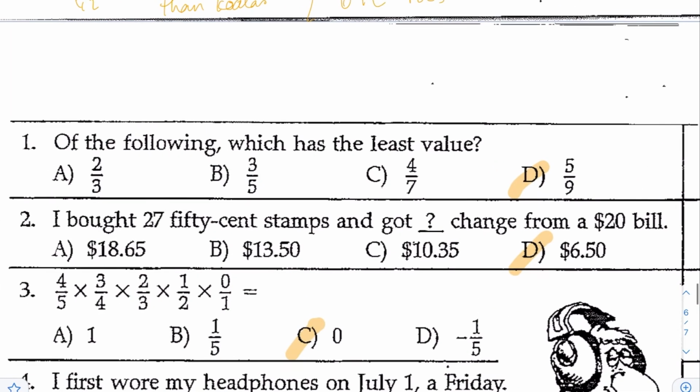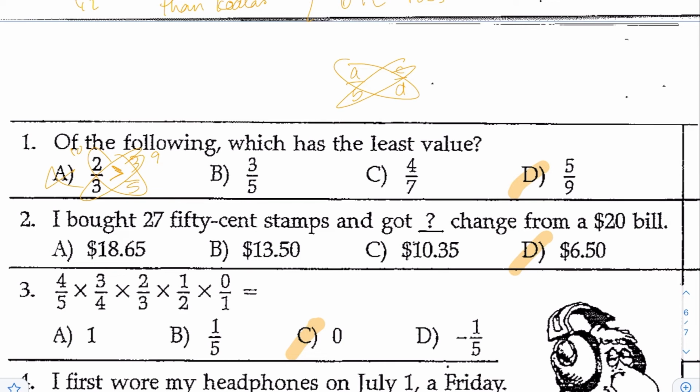All right, next for number 1, of the following, which has the least value? So for each of these, you can compare fractions using the cross method. If A over B, C over D, you can do the cross method and see which product is bigger. So you want to compare A and B. That's 2/3 and 3/5. Here, 3 times 3 is 9. 2 times 5 is 10. So 10 is greater than 9. So A is larger. B would be smaller than that.